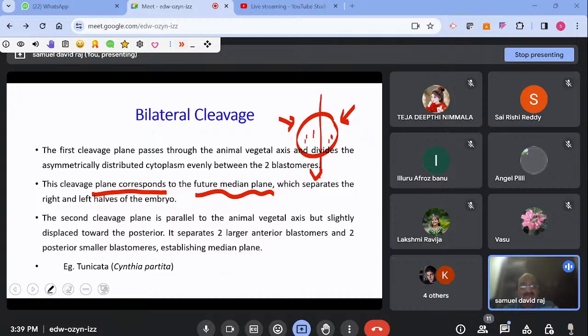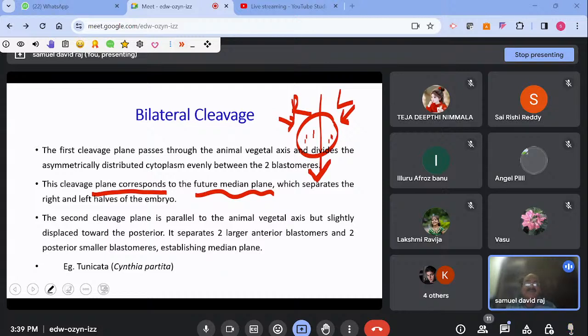And this plane which cleaves the egg during our embryonic development in the zygote corresponds to our median plane. Thus, this becomes the right half and this becomes the left half of the body in the adult.